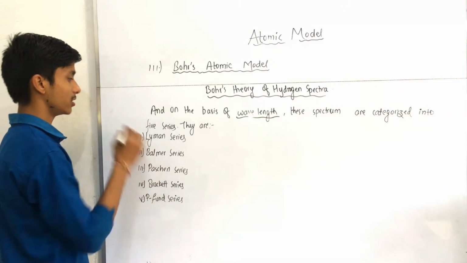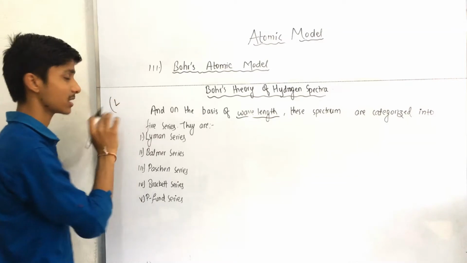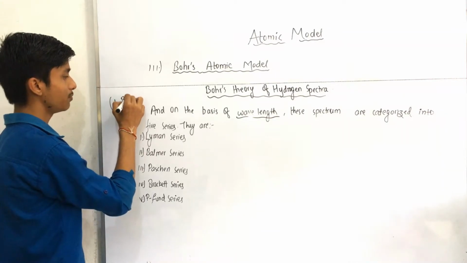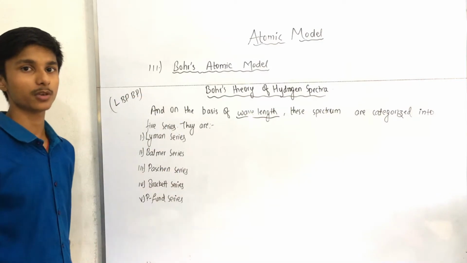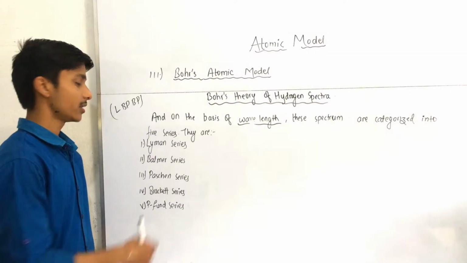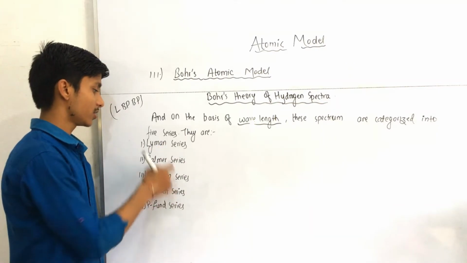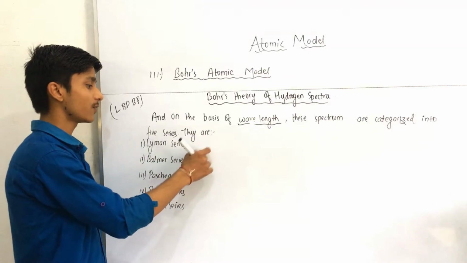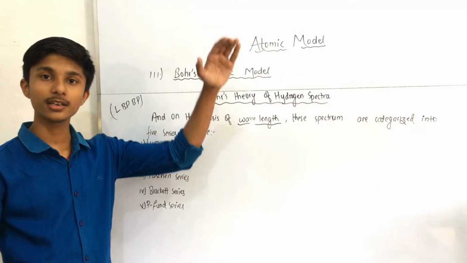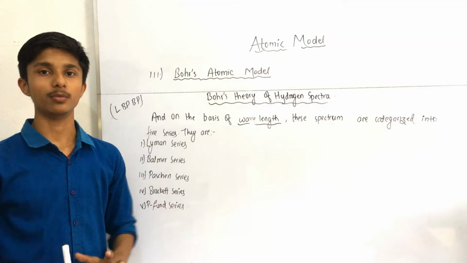Here is a trick to learn these series: first write L and BP. This is very simple to learn. First, the Lyman series: those series of spectra formed due to the fall of an electron from a higher energy level to the first energy level.